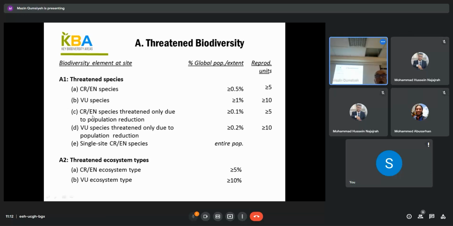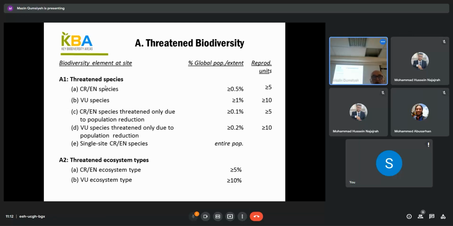How to find it? There is a tutorial to explain all that. So all these criteria are linked to species. It's specified in the documentation. Threatened species that are in the global red list or meet the criteria of the global red list.